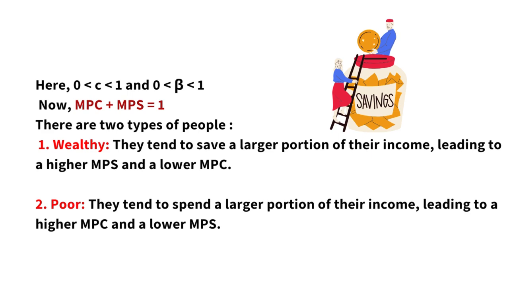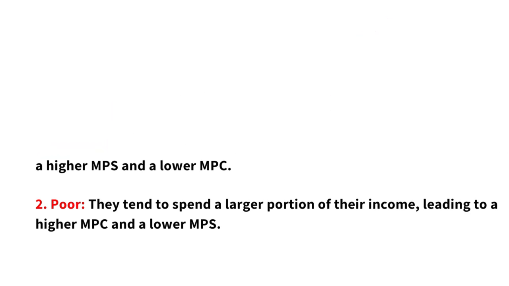And there are two types of people, wealthy and poor. Wealthy, they tend to save a larger portion of their income, leading to a higher MPS and a lower MPC. And poor, they tend to spend a larger portion of their income, leading to a higher MPC and lower MPS.